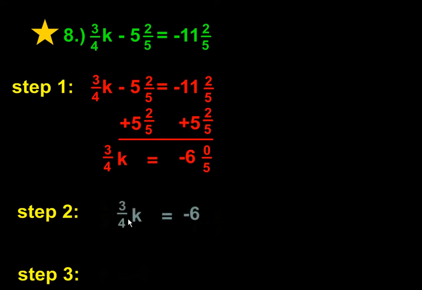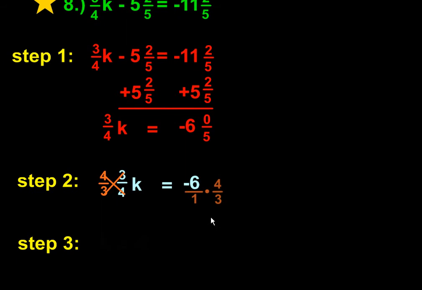We want to isolate the k. We do so by dividing these out with the reciprocal of 3/4, and if we multiply the reciprocal to this side, we've got to do it to this side. So that leaves us with k equaling negative 8.